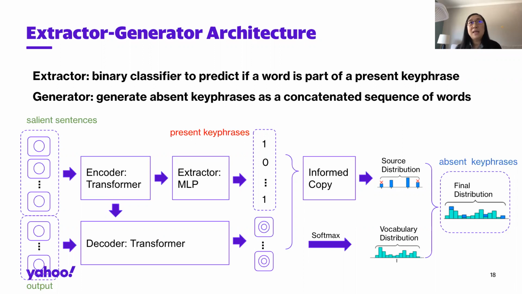If it's a traditional generation approach, we would just say, what's the word that has the highest probability in the vocabulary? Then that will be the word we generate at this step. But with our work, we also introduce a new mechanism called informed copy. Basically, we look back at the present key phrases that have been generated and say, okay, if a word has been part of a present key phrase, then we want to avoid generating it for the absent key phrase. So we will block them in this distribution. And then finally, by merging the two, we get a final distribution for the absent key phrase.